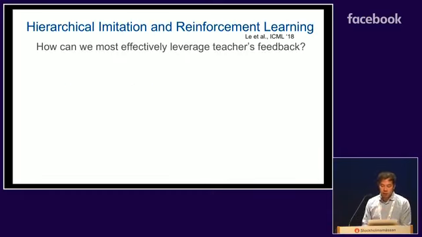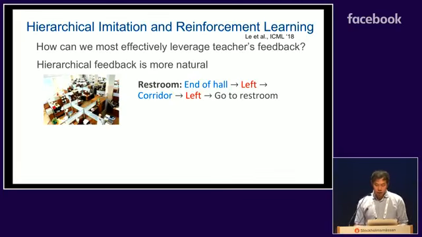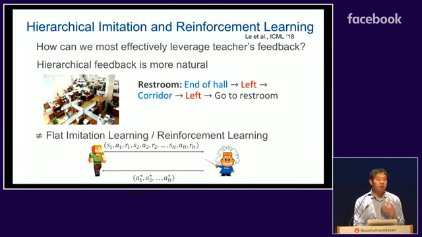So starting with a paper that we are going to present at this conference in a few days, the central question that we study here is: how can we most efficiently make use of expert feedback? The starting observation is that very often humans give feedback with a natural hierarchical structure. For instance, if someone asks you how to navigate to the restroom, most likely you'll give instructions based on certain signposts, like go to the end of the hall, make a left until the corridor, and make another left, etc. And this is pretty much in contrast with a typical flat reinforcement learning or imitation learning setting, where planning is supposed to happen step by step.